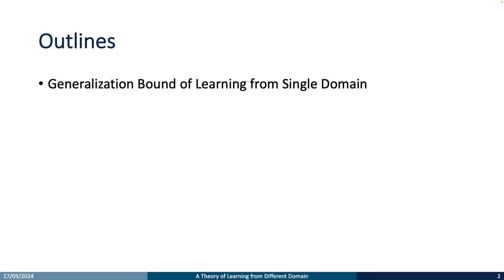Now, let's outline the presentation. First, I will introduce the concept of generalization bounds, specifically for cases where the training and testing data are from the same distribution. This means that both the training and testing data belong to the same domain. Then, we will discuss the problem that arises when the training and testing data come from different distributions. In this case, the model may struggle to generalize its learning from the training data. This is the core issue in domain adaptation.